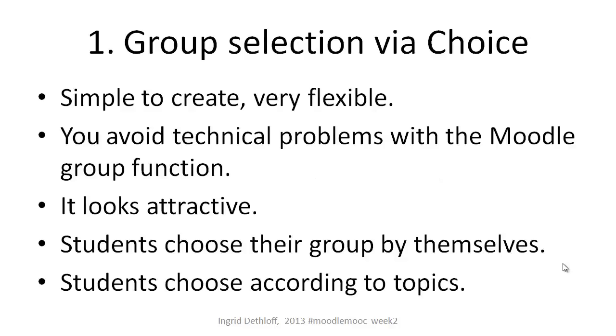The first would be group selection via choice. I really like the choice activity. Normally you use it for polls or making students think about a topic, but you can also use it for group selection easily. The configuration allows you to decide if students shall see the results up front and if students may change their mind. You can set a limit to each group size, which makes sense if you want the students to cover all the topics you have provided.